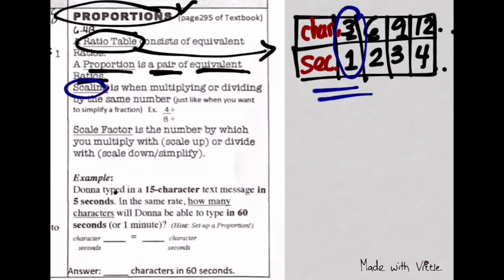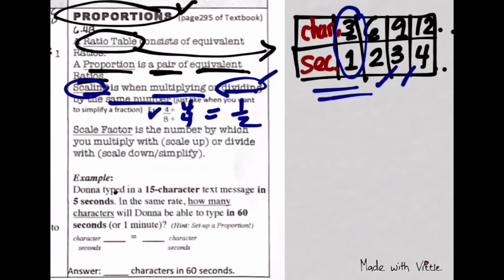And that's what we mean by scaling. So when we say scaling, we multiply or divide by the same number, just like when we try to simplify a number, we're trying to scale down. Like the 4 over 8 here, we divide by 4, we're going to have 1/2. So we scale down by dividing. We can also scale up like what we did here. So when we're scaling up, we're multiplying the numbers by the same factor.